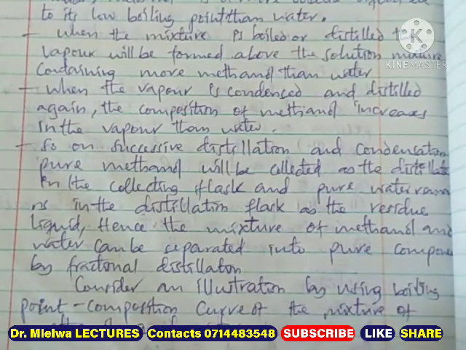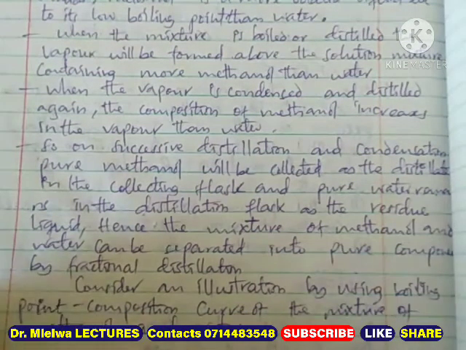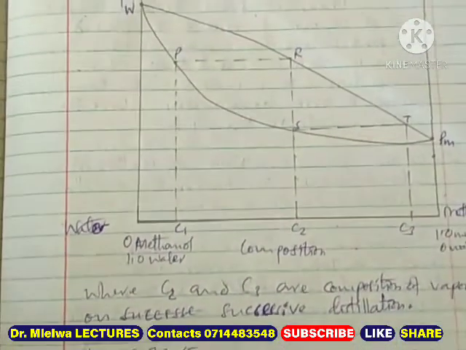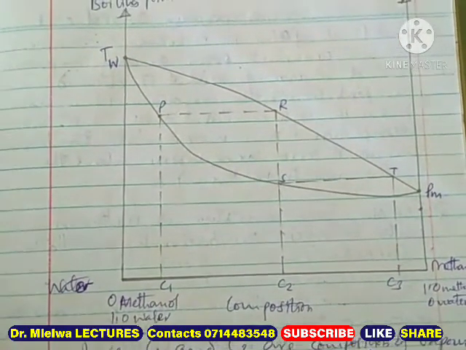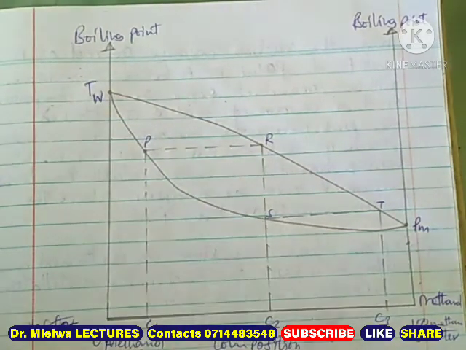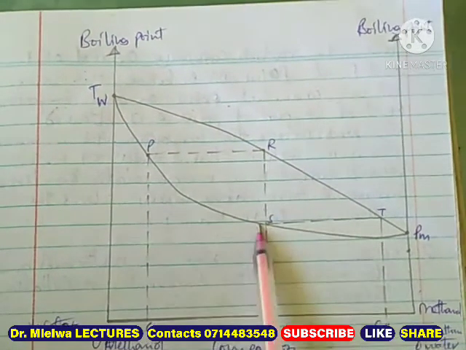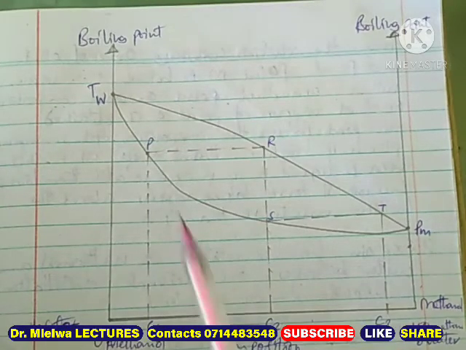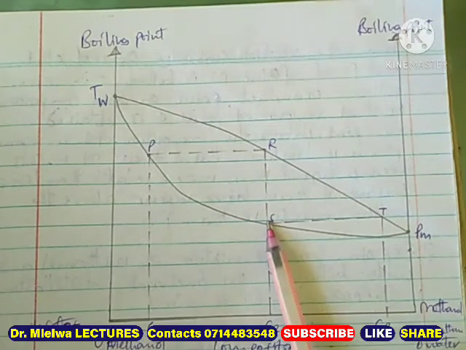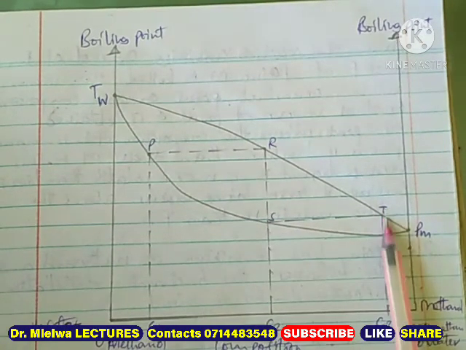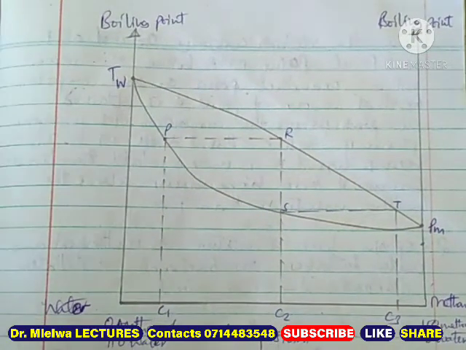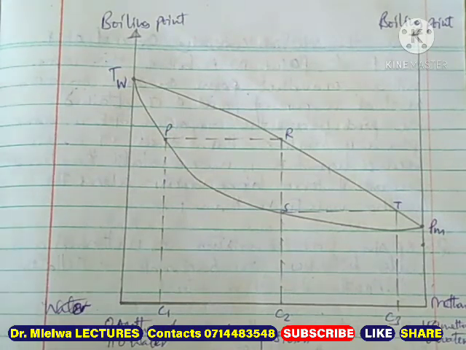Now consider an illustration by using the boiling point composition curve of the mixture of methanol and water. Our illustration is here, which shows the boiling points, the boiling point of water, the temperature of methanol, and point P, then we get R, S, T, Q. So, explanation: if we take liquid at P and boil it, we get liquid at R; if we condense we get S; boil the liquid at T, then condense. On successive distillation, or evaporation and condensation, we get those pure components.